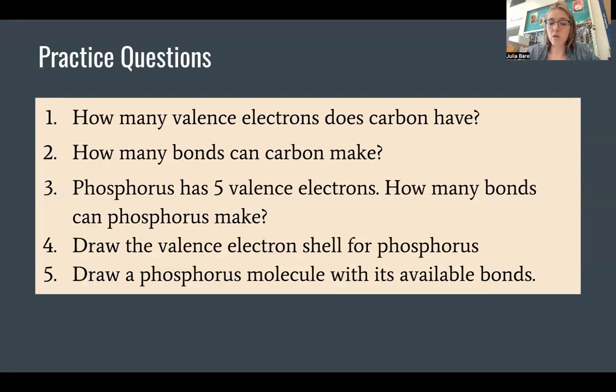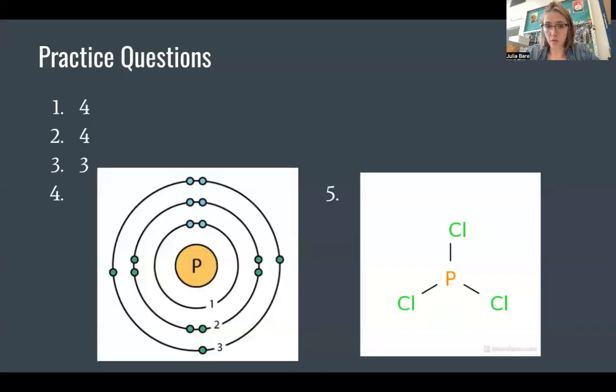Now, draw the valence shell for phosphorus. Well, here's our valence shell for phosphorus. Phosphorus has the innermost electron orbital filled. It's got the second innermost electron orbital filled, and it also has 5 electrons in that third orbital, meaning that it wants to make 3 bonds. And that can be seen here in number 5. Phosphorus has been bonded to 3 chlorine atoms.